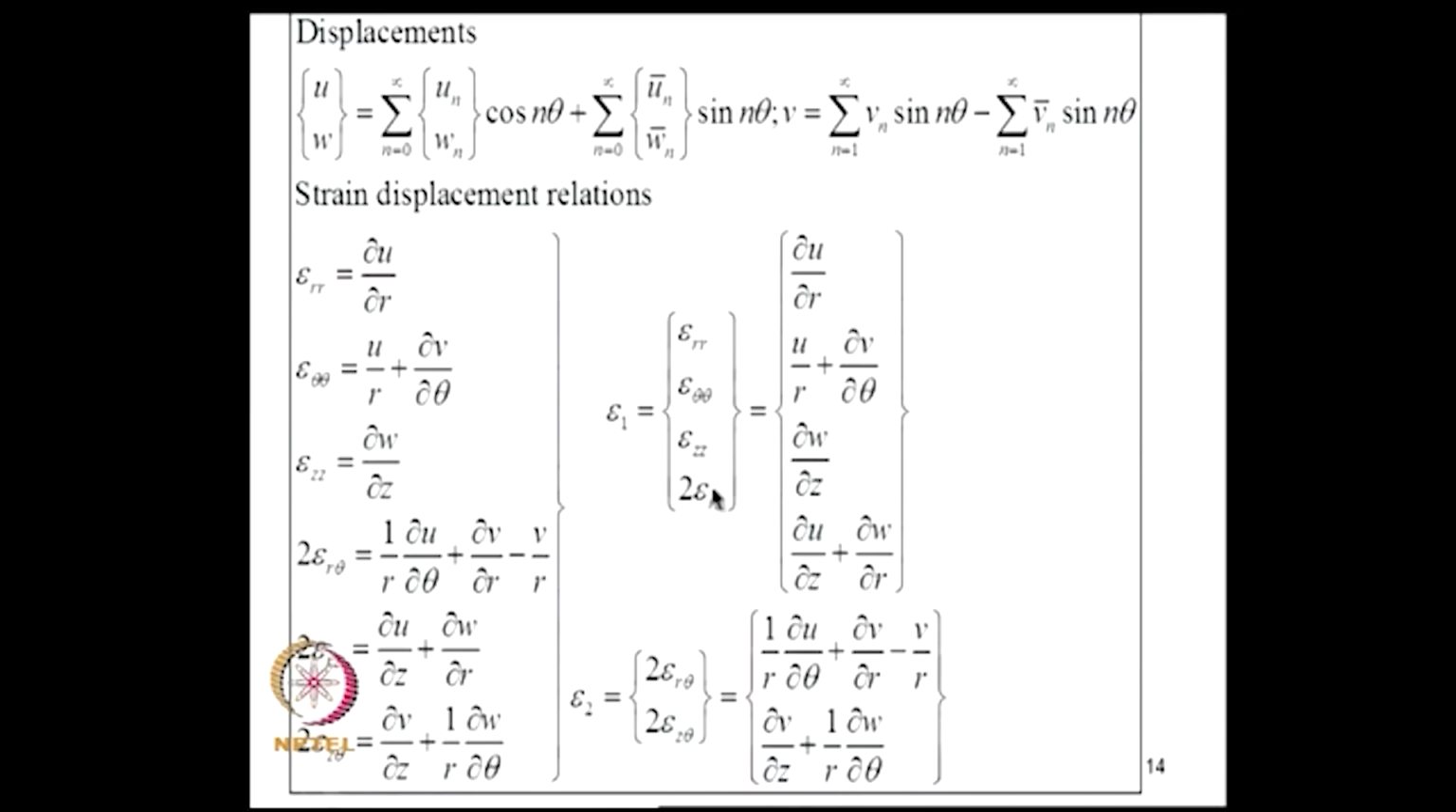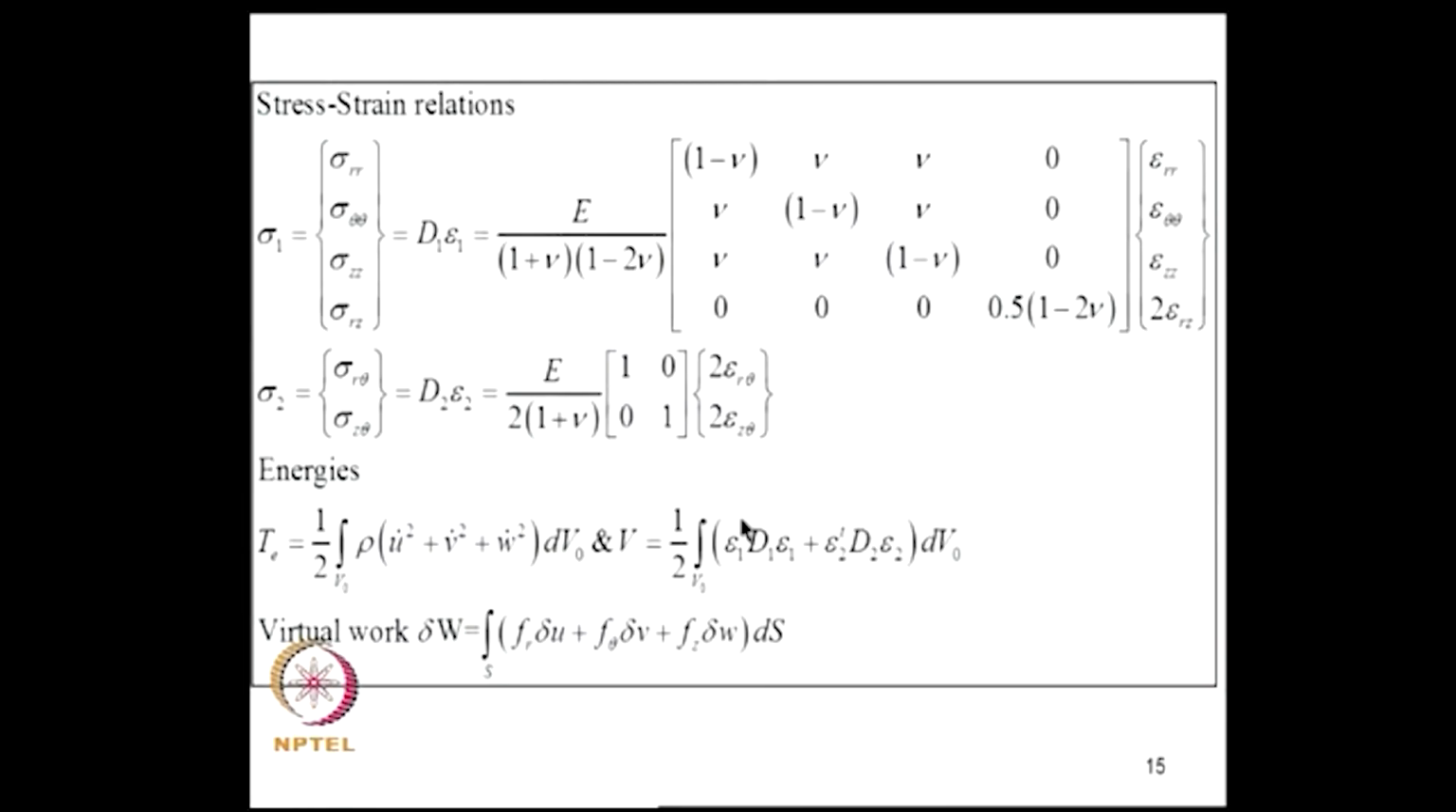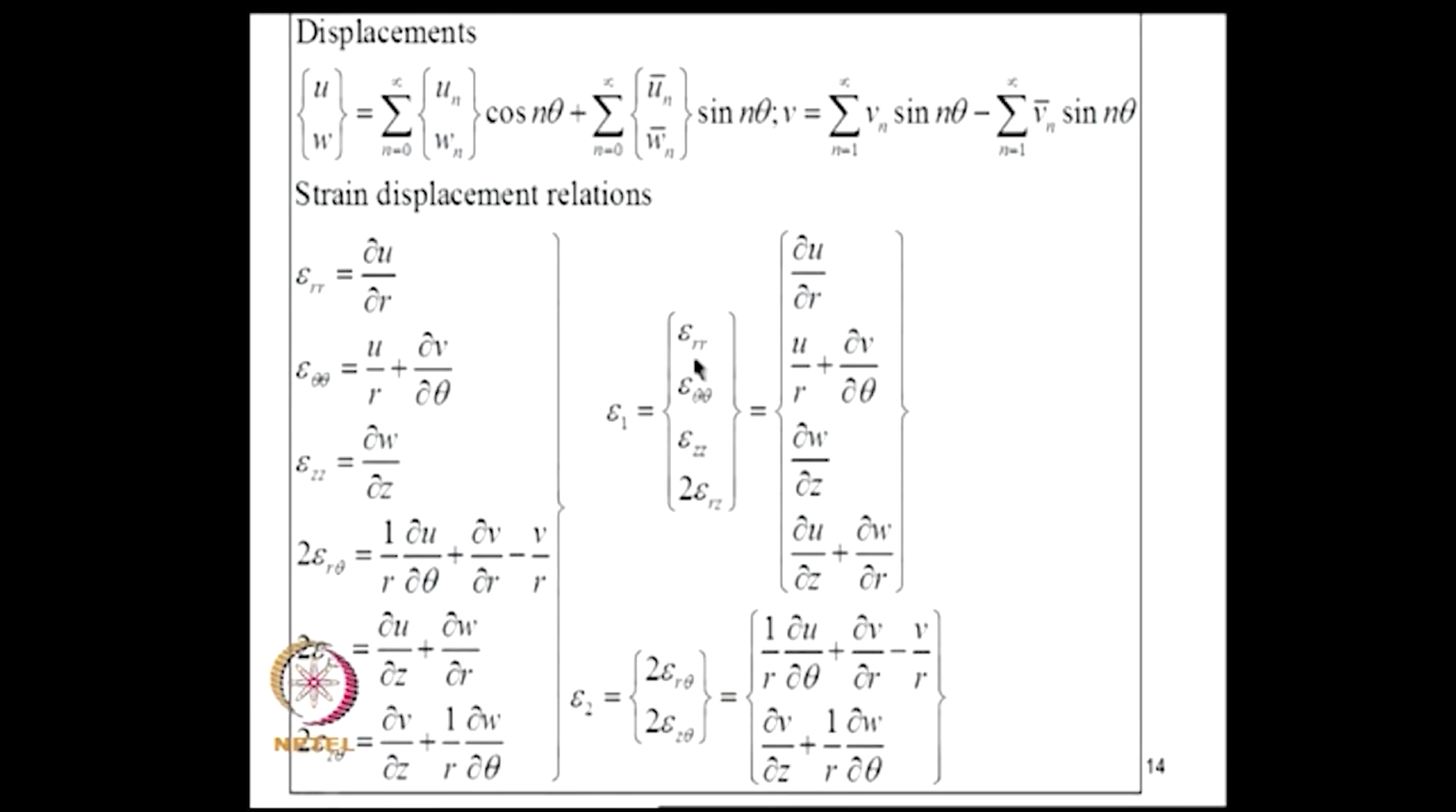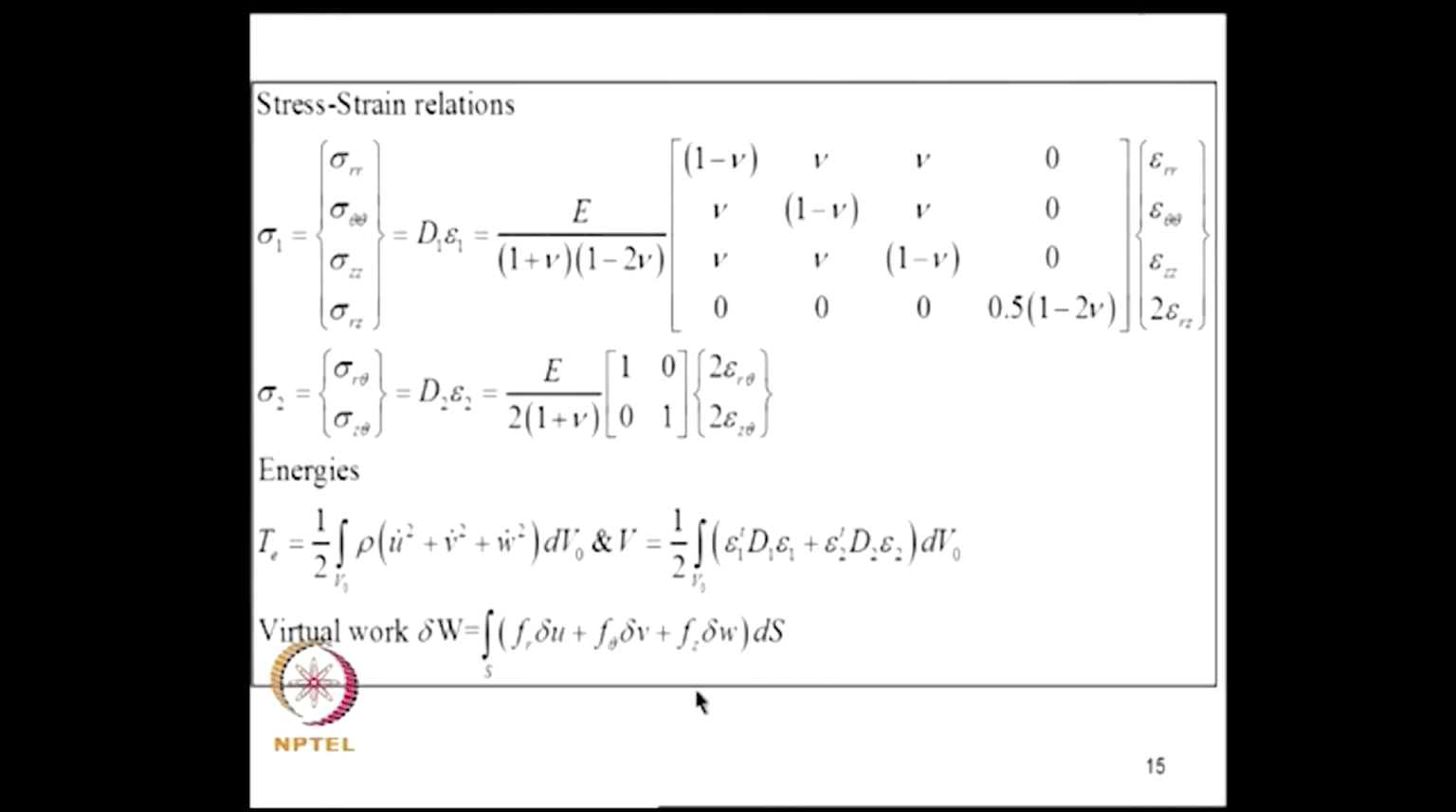What we do is we split the strain vector into a component with 4 cross 1 elements and a 2 cross 1 element. If the body is axisymmetric, this will be 0. This is anyway it will be present even for axisymmetric solids or general solids as well. Now, stress strain relations we will write separately for these 4 components and for these 2 components. They are not coupled in a linear isotropic elastic material.